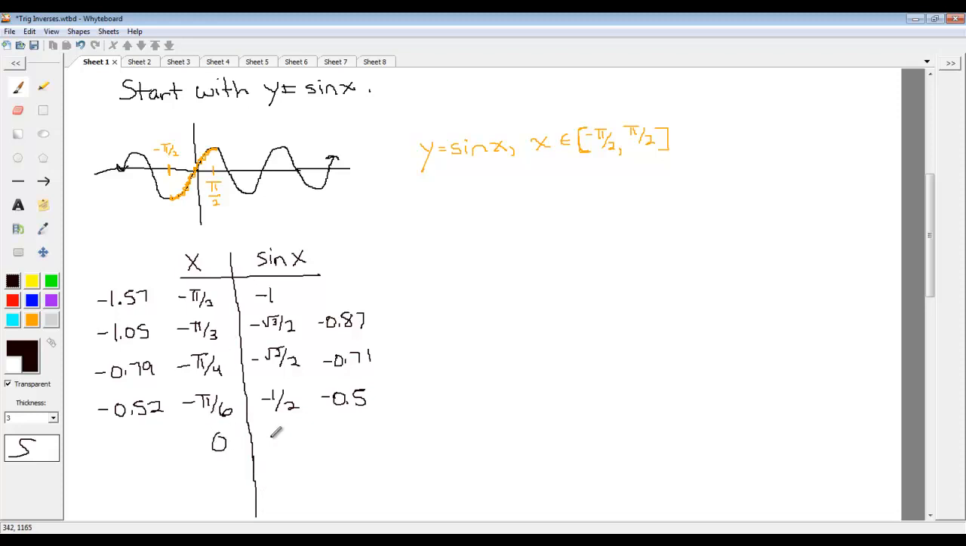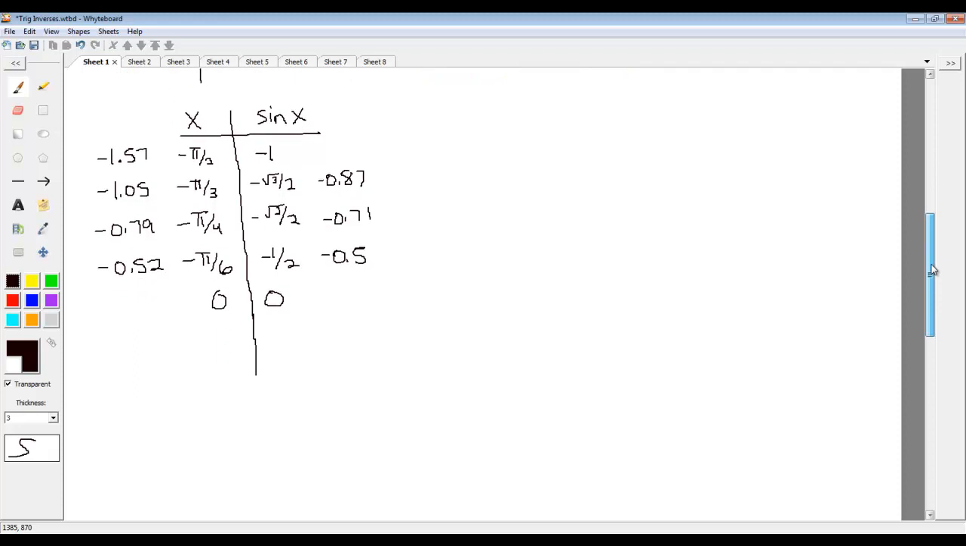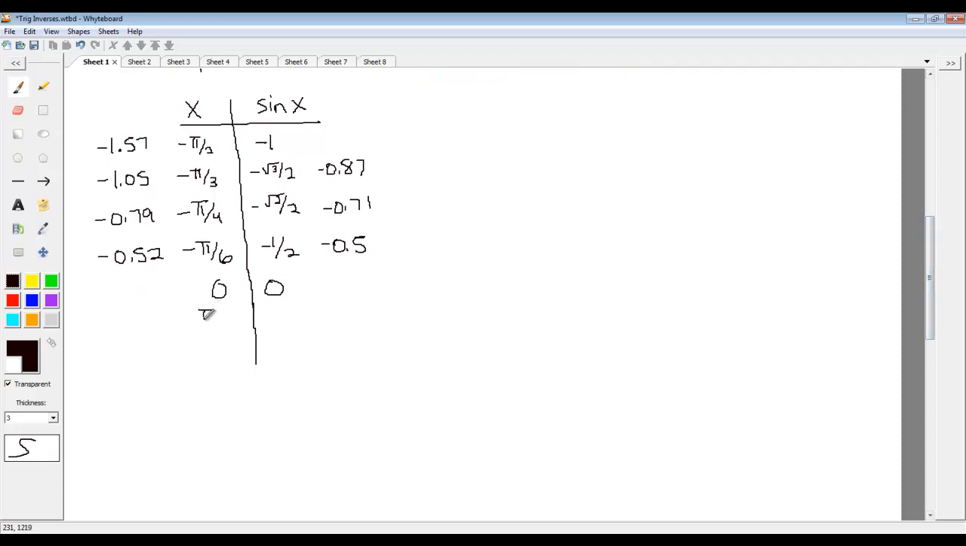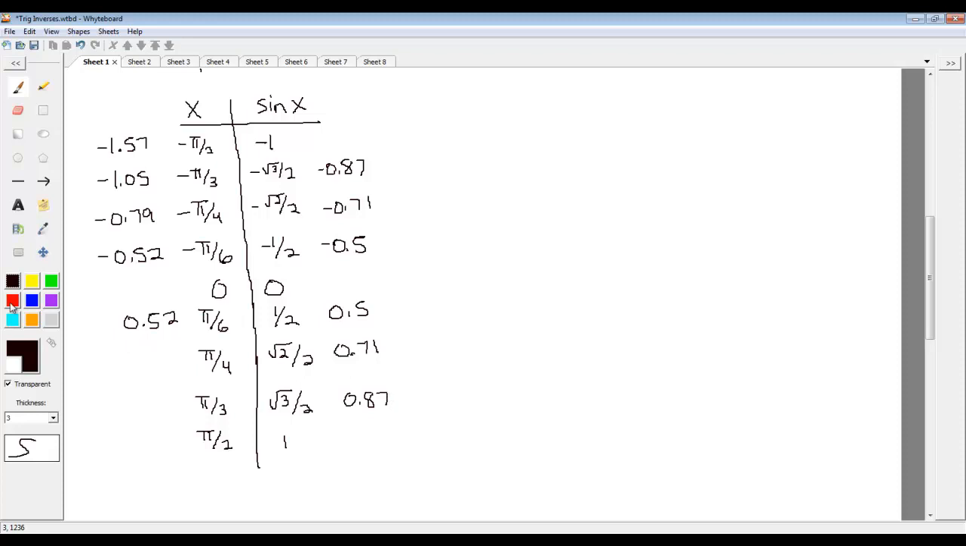If x is 0, sine of 0 is 0. If we have pi over 6, it's like having positive 0.52, then we're going to have positive 1/2, or 0.5. And same thing if we go pi over 4, pi over 3, pi over 2, we can work with all those. This is all old news. You have done all this before, so I'm not going to harp on it too much. But what we're going to do is use these values to help us with finding our inverse.